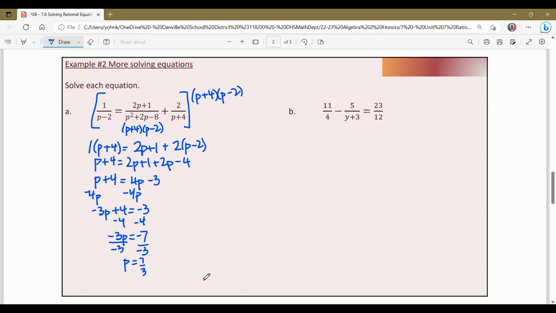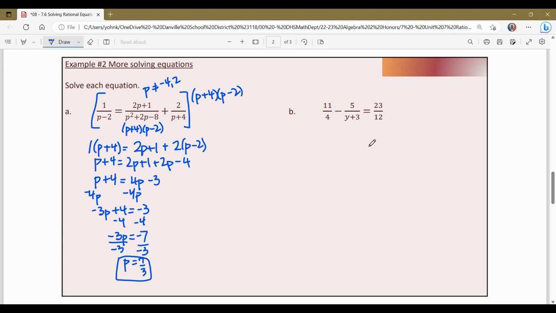Sometimes you get a fraction and think you did it wrong. Sometimes you get a fraction and it's totally right. This time it's totally right. But check your excluded values. What can p not equal? p can't equal negative 4 and a positive 2. Well, fortunately for us, 7/3 is not those two numbers, so we are good.